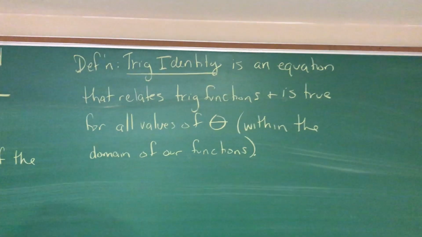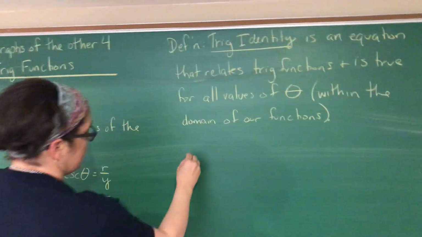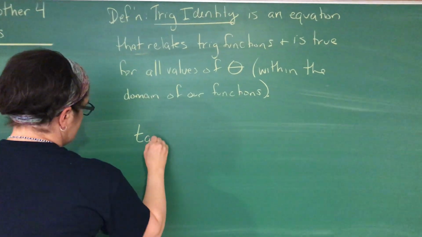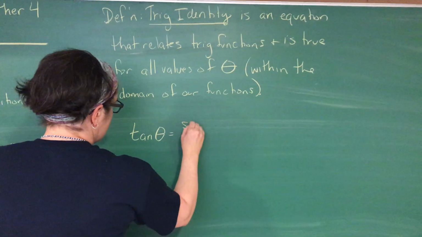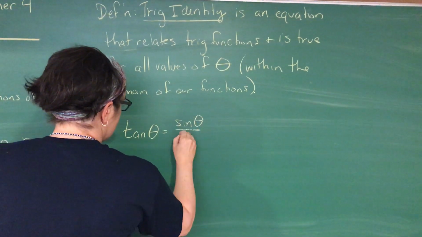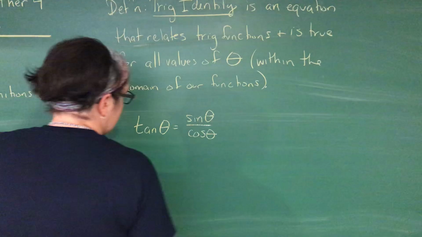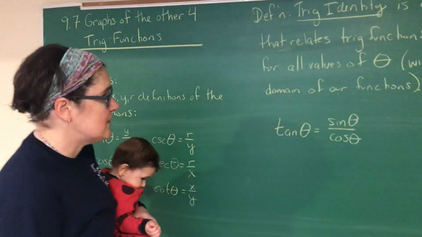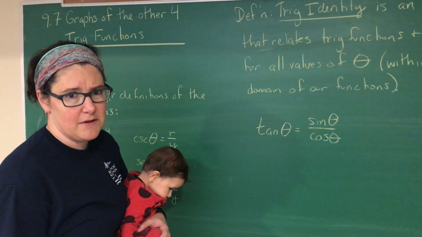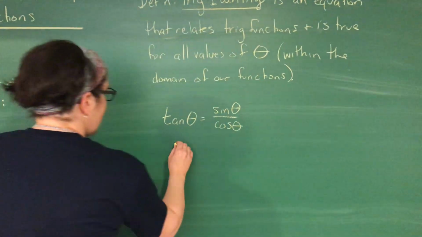Okay. All right, so here's our first example of a trig identity. This one says tangent of theta is equal to sine of theta divided by cosine of theta. Tangent of theta is equal to sine of theta divided by cosine of theta. All right, so why is this actually true?